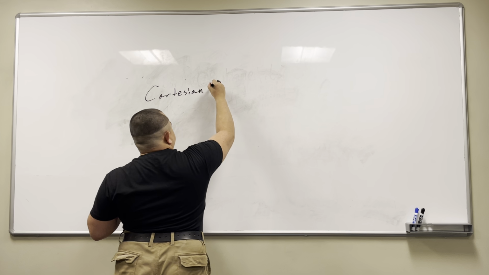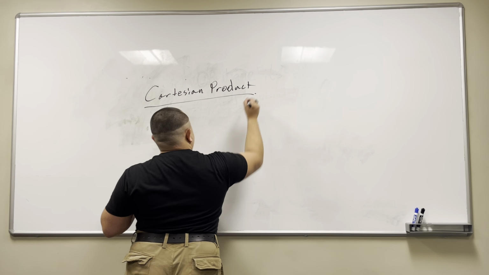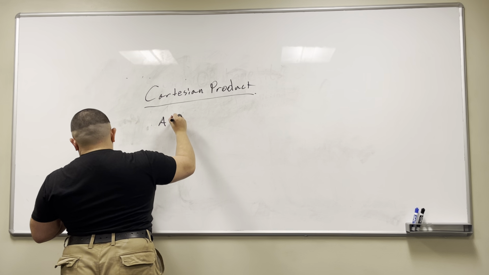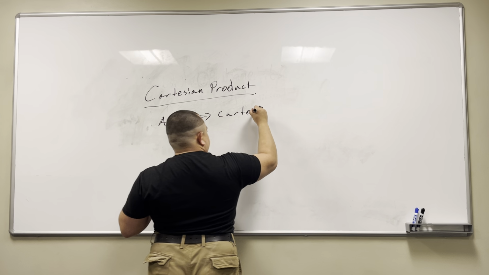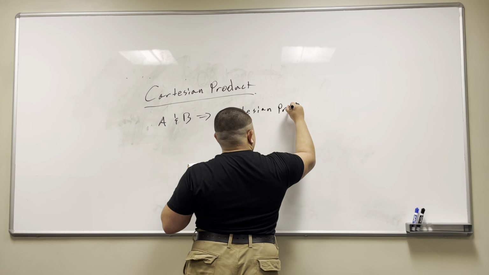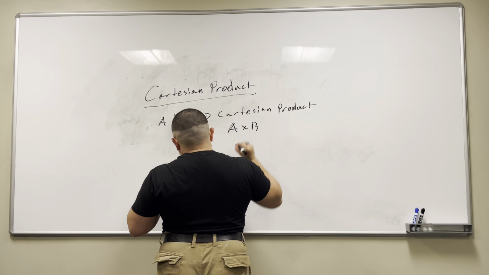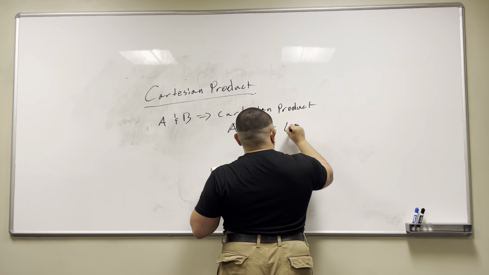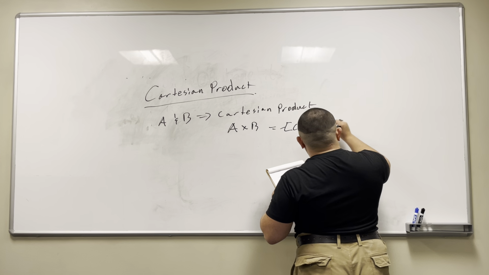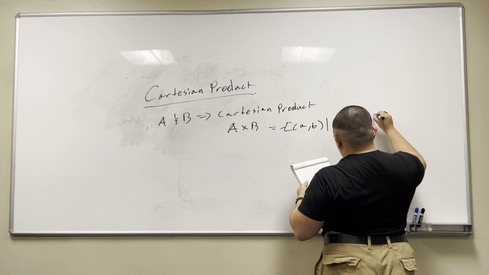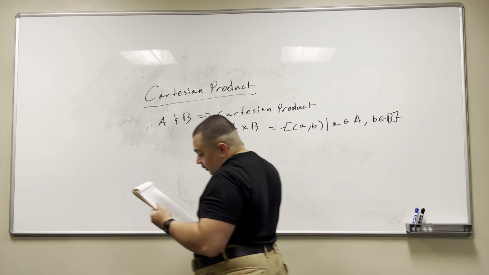All right, another thing, Cartesian product. So we have sets A and B. Then the Cartesian product A cross B is equal to the set of ordered pairs (a, b) such that a is within A and b is within B. Little a within big A, little b within big B.